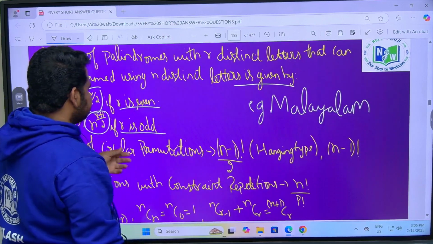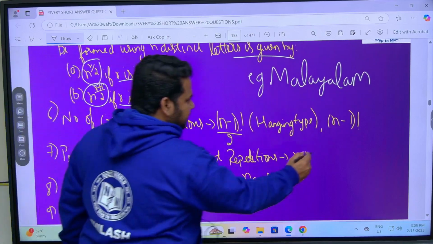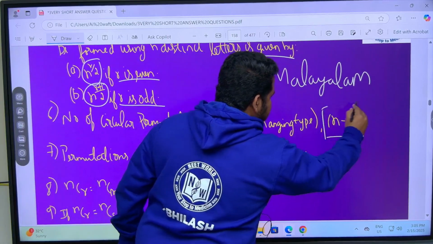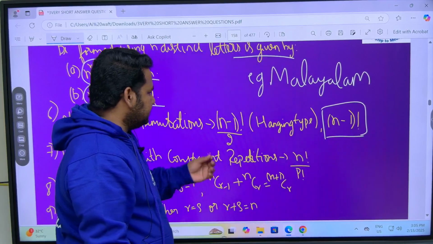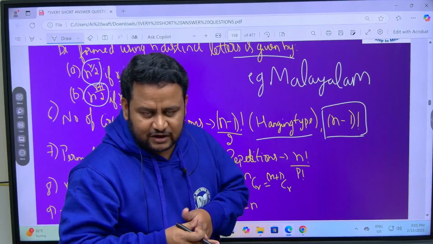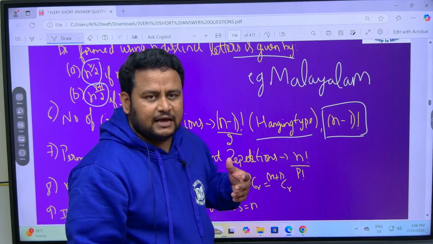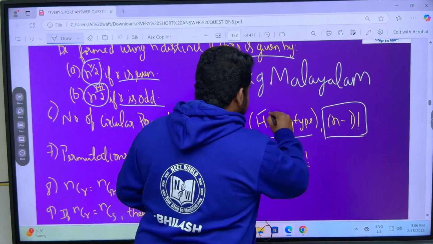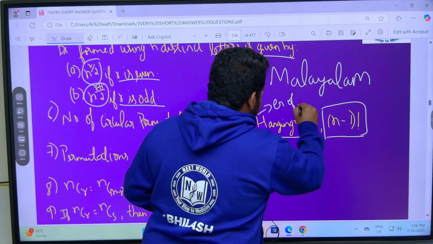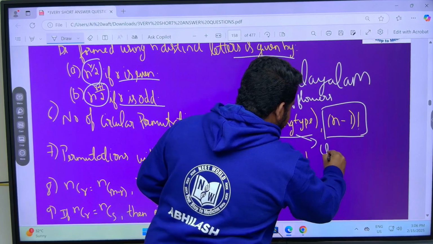Next, number of circular permutations. When they say number of circular permutations, generally the formula is (n minus 1) factorial. But there is something called hanging type. Hanging type means a garland of flowers. A garland of flowers is one of the hanging type, and next, a chain of beads.